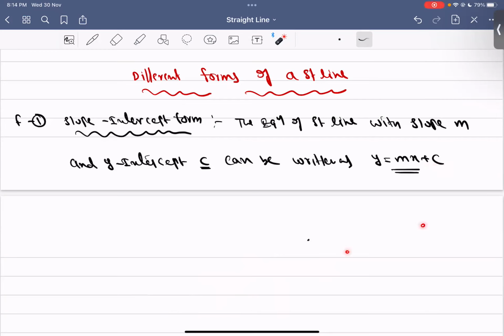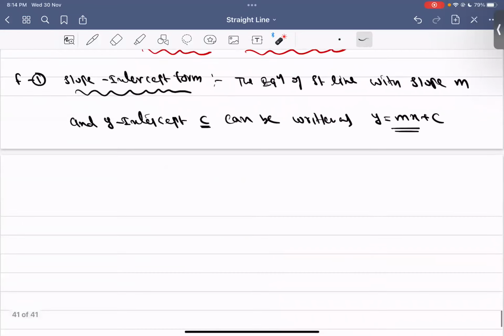So on a plane, if you have 2 points, we can draw a unique line. To completely specify a line, we need two quantities. In this slope intercept form, what are those quantities? One is slope, another is y-intercept. If you know the slope, meaning inclination theta, and the y-intercept, then we can uniquely determine the line. Now we will see the proof of this. How do we derive this?